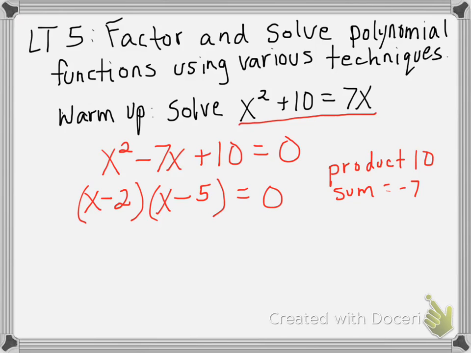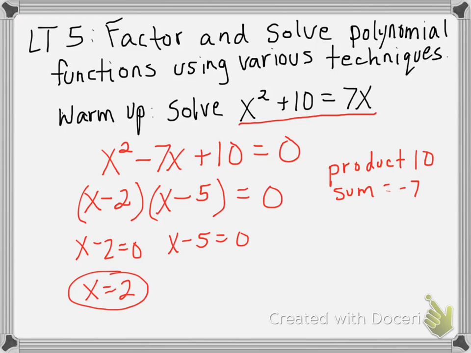Now at this point, you should know the two answers because this is factored form. And to get your zeros from factored form, you use the zero product property. Take each factor, set them equal to 0, and once you solve these two equations, you come up with x equals 2 and x equals 5. Okay?